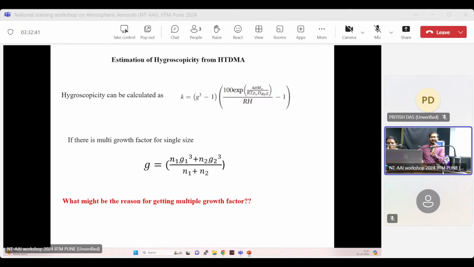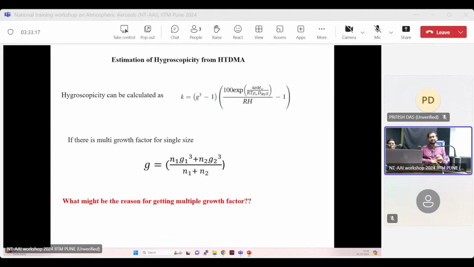If you think ideally, it cannot go below 0. It can be 0, so there is no growth. 0 means your dry diameter and your wet diameter are equal, so the ratio will be 1. Kappa can go to 0 because there is no affinity towards water vapor. But in principle, it should not go below 0, because you cannot decrease the size of your particle, considering all the instruments are working fine.